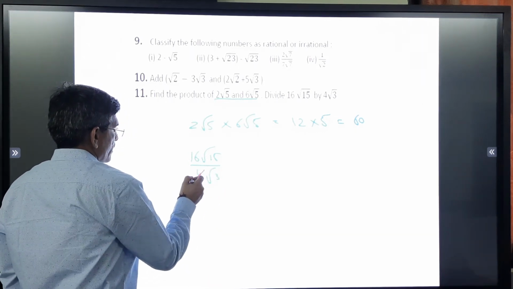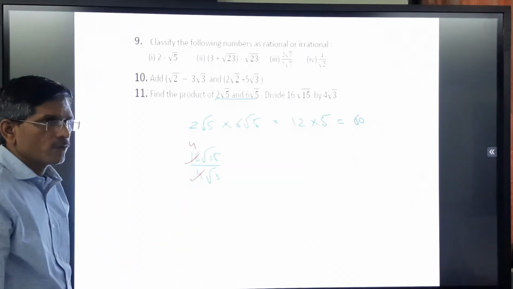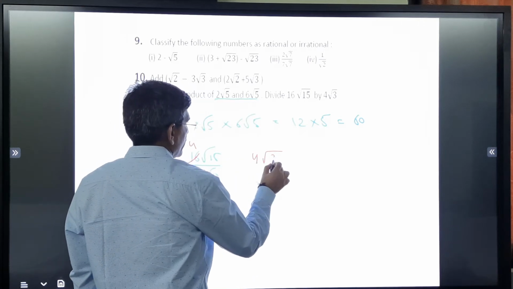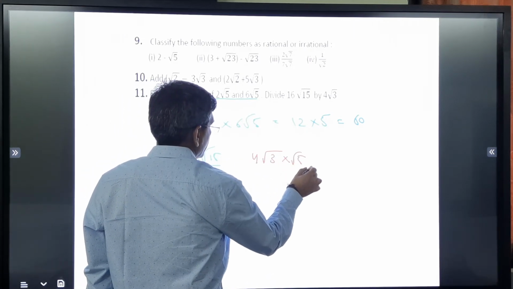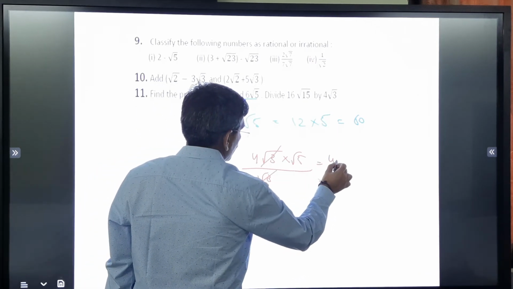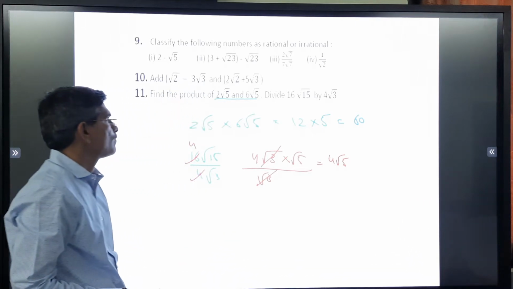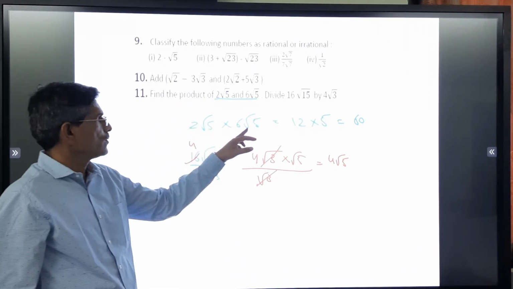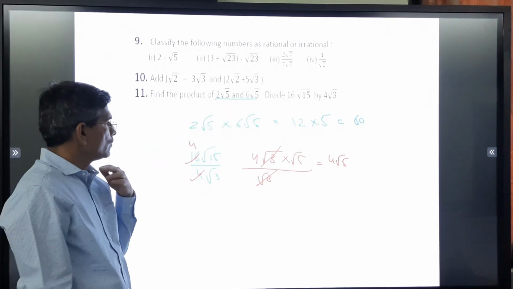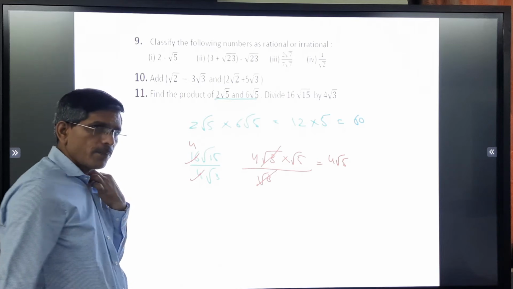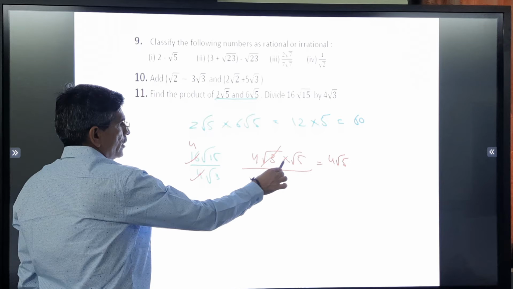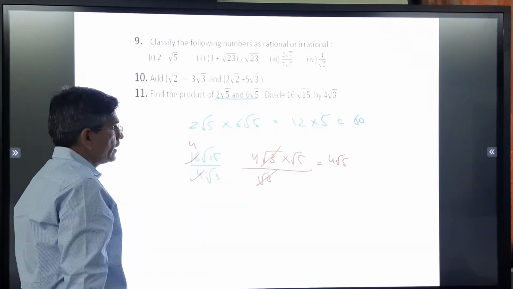So we can make a cancellation. 4 fours are 16, so 4. Now root 15 means root 3 into root 5, and root 3 is there, so we cancel it. You get the answer 4 root 5. In division, what do we have to do? 16 upon 4, so 4 fours are 16. Root 15 is there, so root 3 into root 5 divided by root 3 cancels.